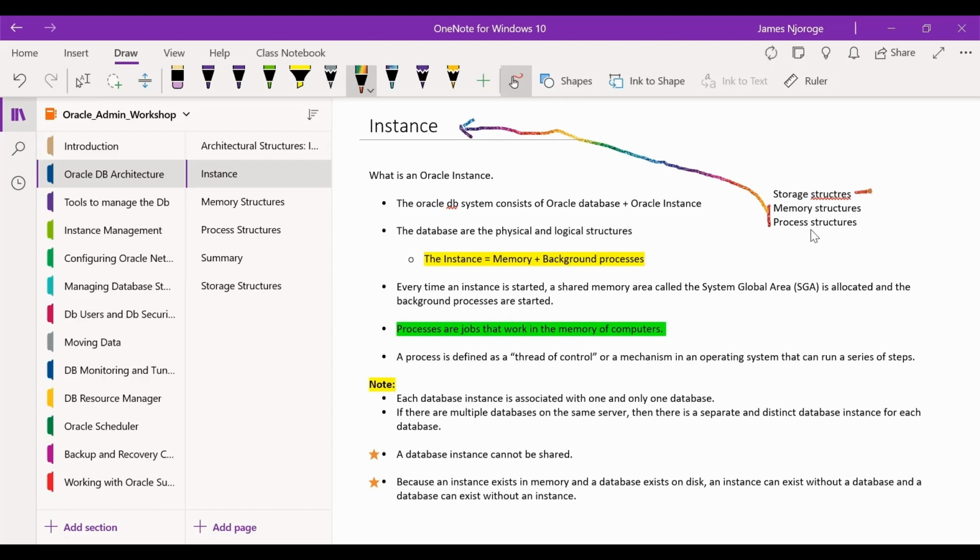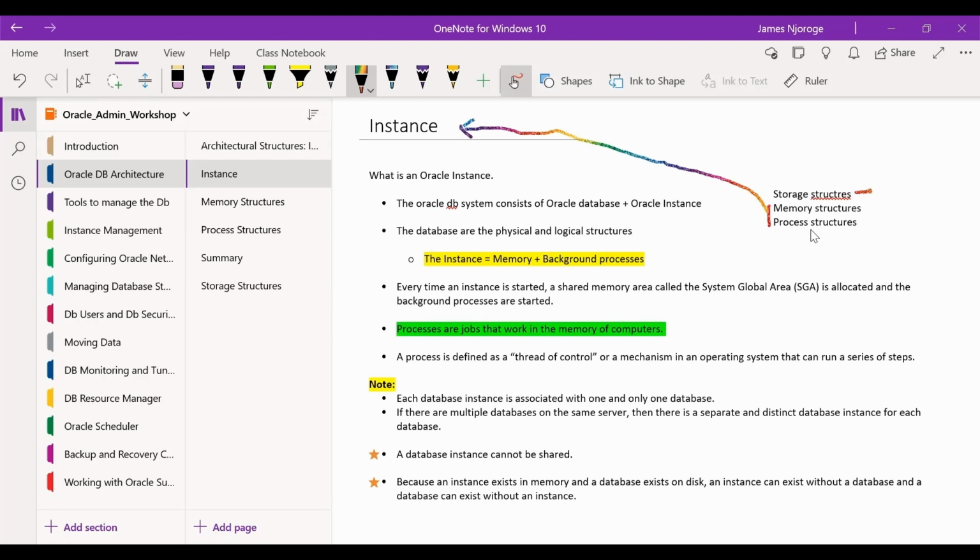So every time an instance is started, a shared memory area called the System Global Area is allocated and the background processes are started. So when you say that I have started an instance, it means that you have started your memory and the background processes. So what are processes? Processes are jobs that work in the memory of the computer. All these processes that are running on the Oracle database to do different things, those are the ones you call the background and the foreground processes.